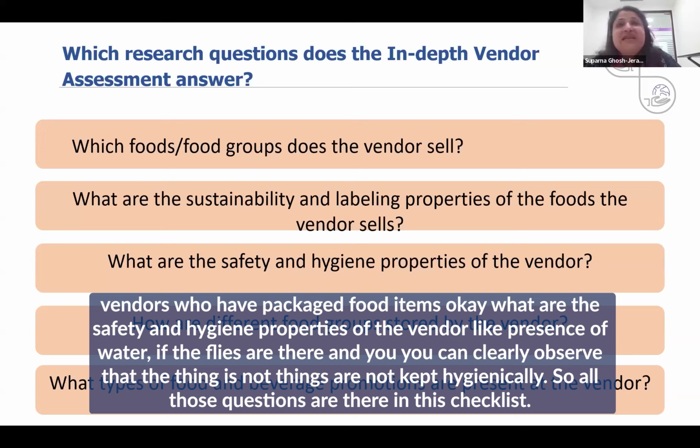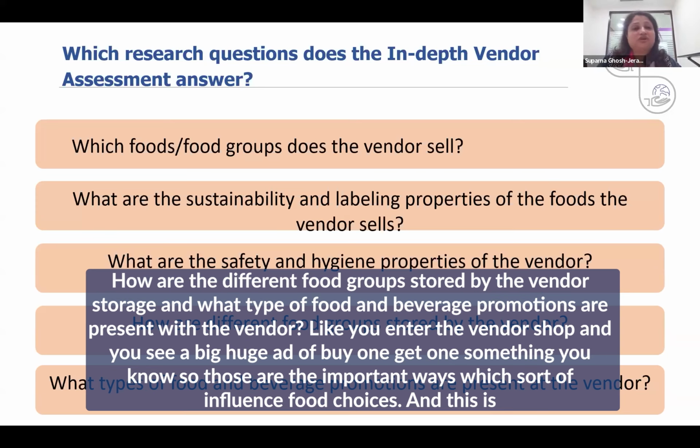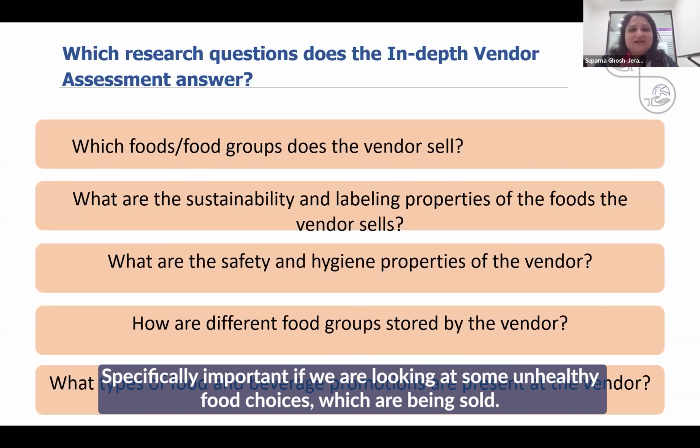What are the safety and hygiene properties of the vendor, like presence of water, if the flies are there, and you can clearly observe that things are not kept hygienically. So all those questions are there in this checklist. How are the different food groups stored by the vendor? Storage. And what type of food and beverage promotions are present with the vendor? Like you enter the vendor shop and you see a big, huge ad of buy one, get one something. So those are the important ways which influence food choices. And this is specifically important if we are looking at unhealthy food choices which are being sold.